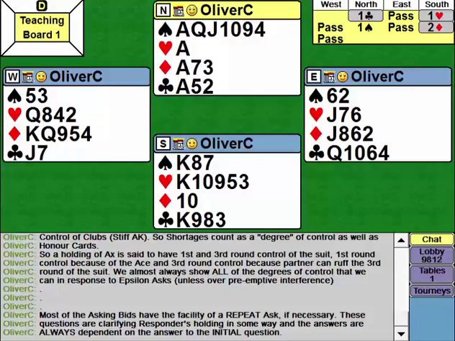Now, you might think that would be a repeat alpha ask, but actually, a repeat alpha ask over a positive response is called sigma. And sigma is a completely separate asking bid that asks teller to clarify exactly how good their holding in spades was. So this two spade bid would be sigma.